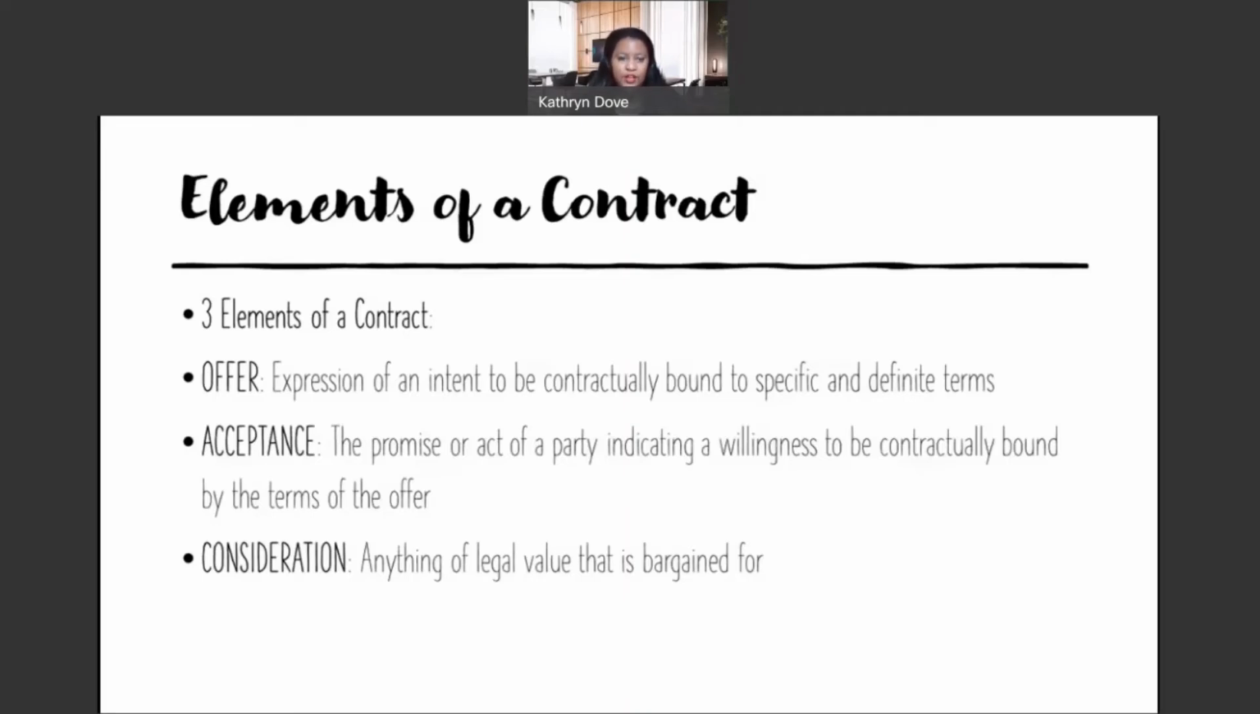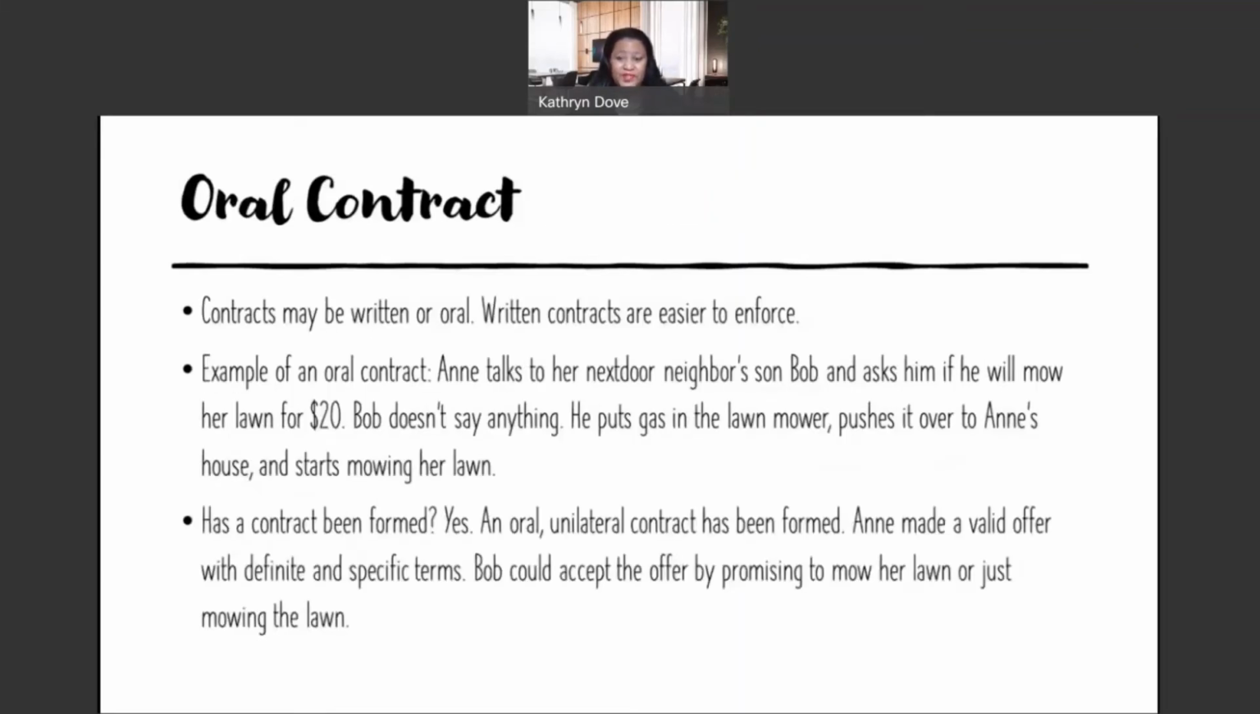Consideration is the 3rd element of a contract, and it's anything of legal value that is bargained for. Whether it's I offer to sell my textbook to you for $100, we're bargaining for the $100 and the textbook. I offer to sell you my car for $5,000. The car and the money are the consideration that support the promises. This is all discussed in chapter 1 of your reading.